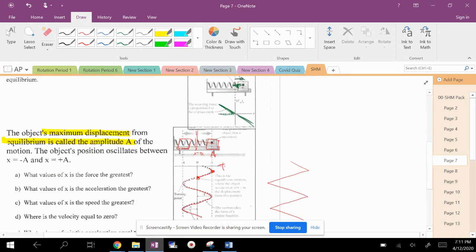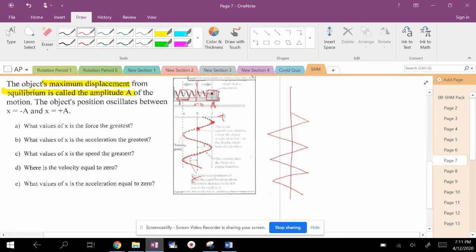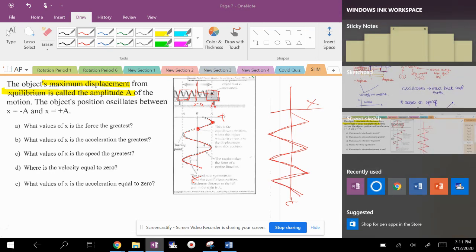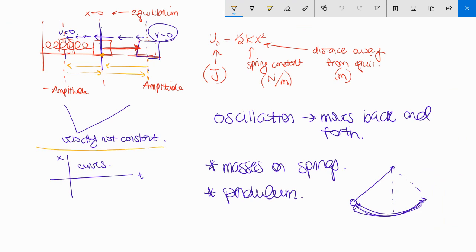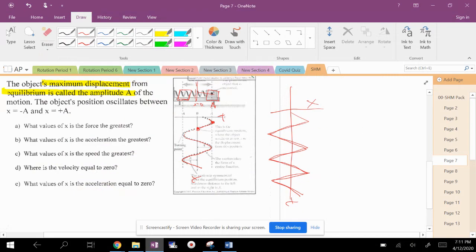Okay. Now, if this was my position-time graph, with x and t, these straight lines would imply constant velocity. And as we talked about here, velocity is not constant. We know that we should be seeing curves, hence these curved graphs right here.